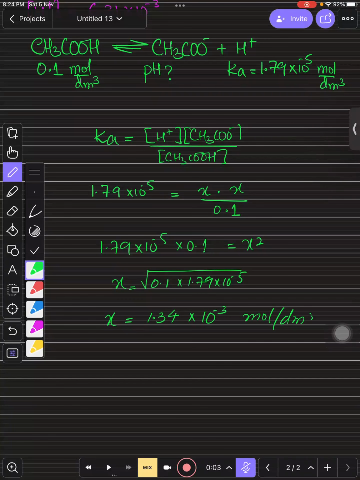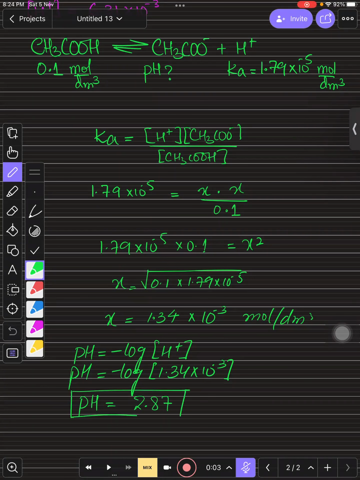Once you have the concentration of H, then to find out the pH is not a big deal for us. You can simply find it out as pH is actually negative logarithm of H positive ions, right? So pH will be negative logarithm of H positive ion 1.34 10 raised to the power minus 3. pH will be 2.87, right, बच्चों?